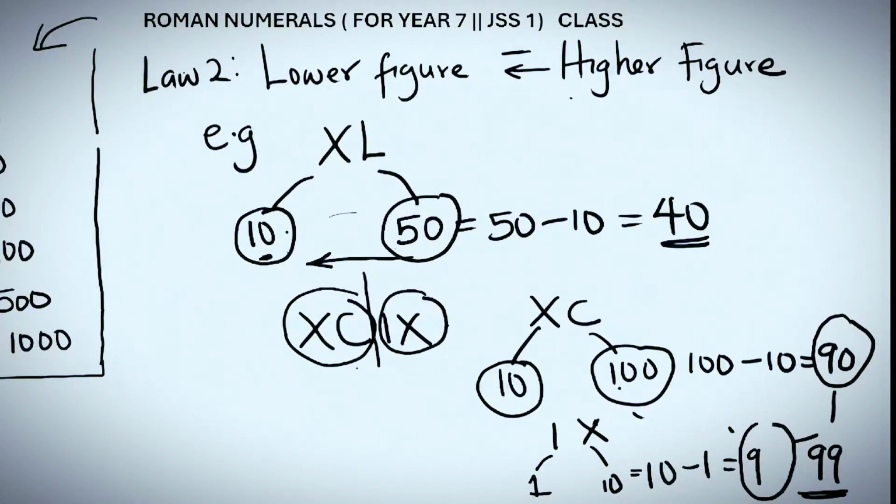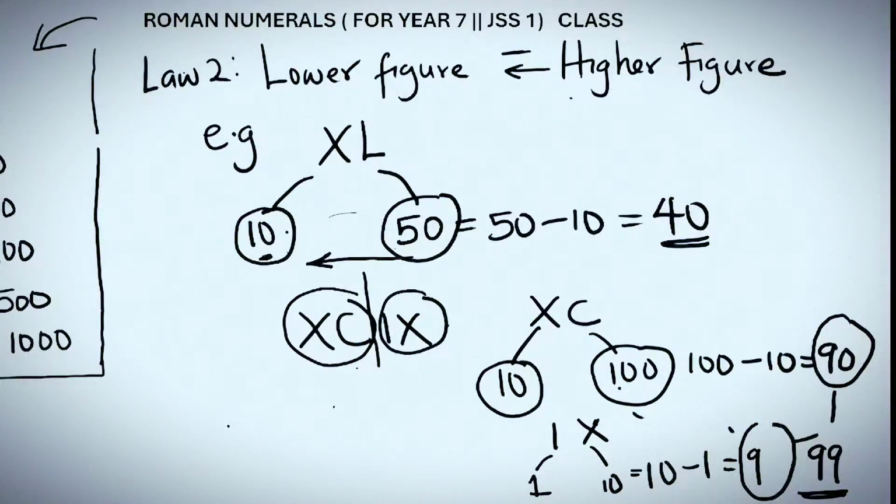So when we're having the lower number coming before the higher number, the best thing for us to do is to subtract the lower one from the higher one. But when we're having the higher number coming before the lower one, what we do is to add both of the numbers, right?